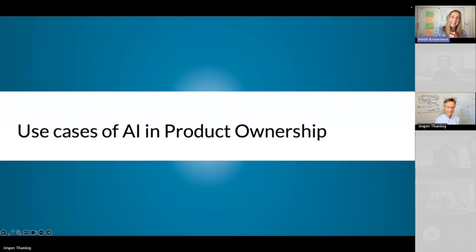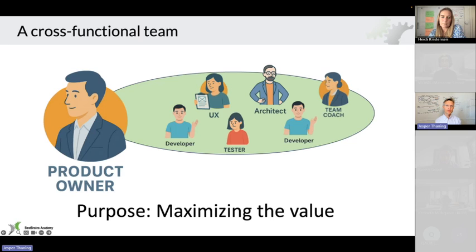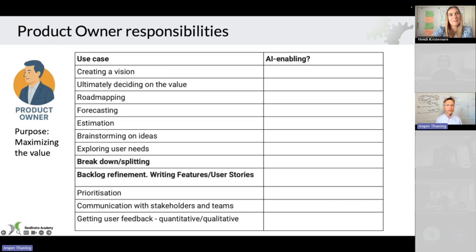What could be use cases? Yes, what could be use cases for a product owner? Let's remember the overall purpose of a product owner is to maximize the value, taking the decisions about prioritization, what to do, what not to do, say no, delivering as much value as possible. We have a list of responsibilities here. It's not the only thing the product owner is doing. And then we'll see if we can AI enable these use cases.